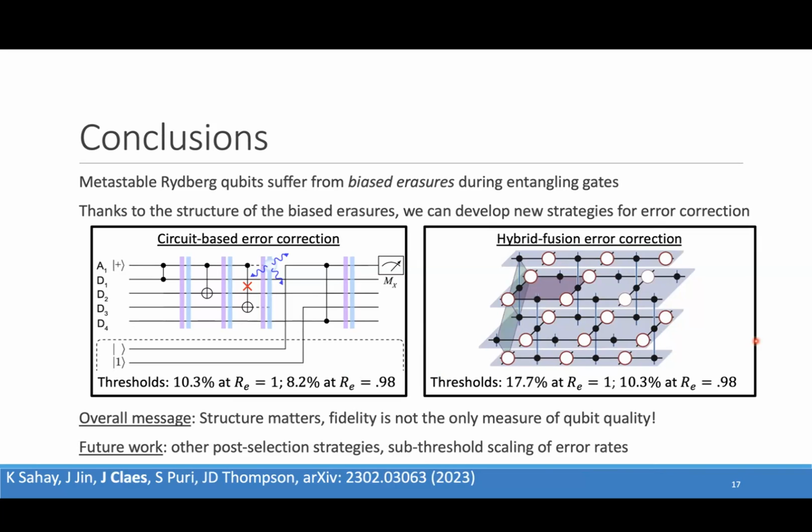There's been some work in the photonics community showing that when you have erasure errors, you could even go beyond 50% thresholds. Could you maybe compare your results with those? Yeah, absolutely. So we were trying to use the smallest possible resource state to put a minimum burden on this post-selection step.